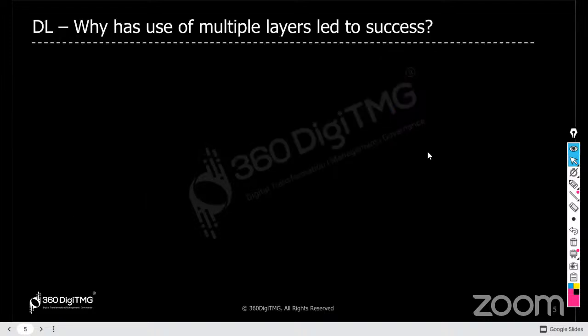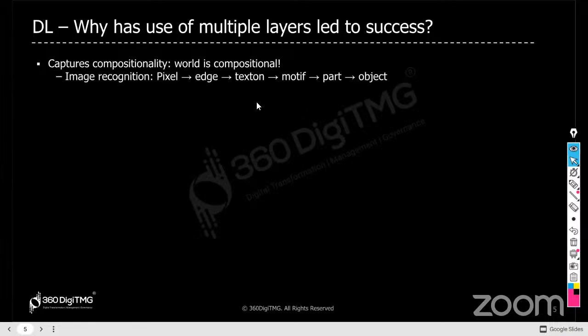The next thing that we have is why the use of multiple layers leads to success in deep learning. Here, it captures compositionality. When it comes to recognizing an image, as a human, you will first observe the pixels in the image. Then what is the edge, what is the texton, what is the motif, what is the part and what is the object. Each and every part again has sub-objects or sub-parts. You will understand all these things when it comes to image recognition.